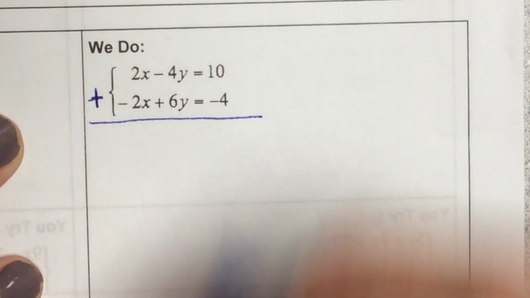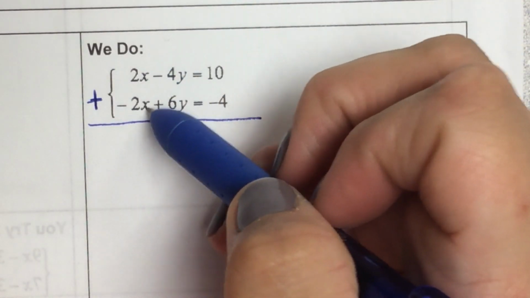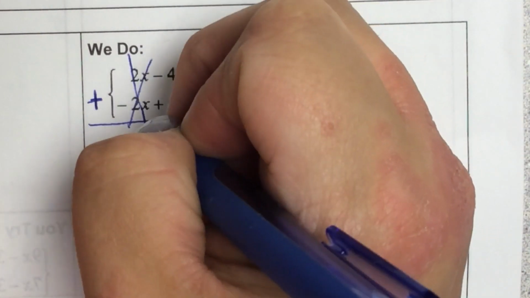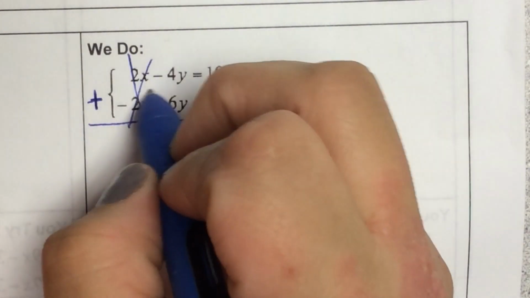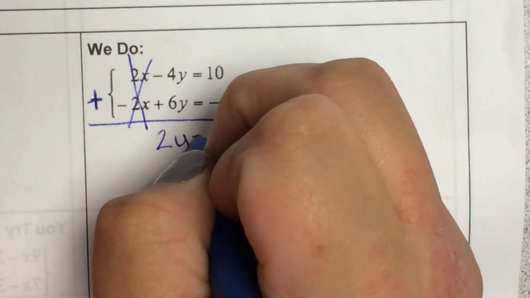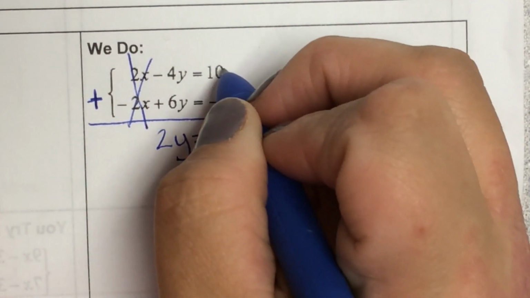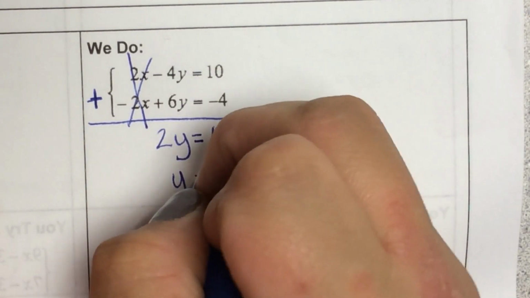So I'm going to think about this as one big addition problem. And I notice that 2x and negative 2x cancel each other out. That's beautiful. So negative 4y plus 6y is 2y. Bring my equal sign down. 10 minus 4 is 6. So y is 3.